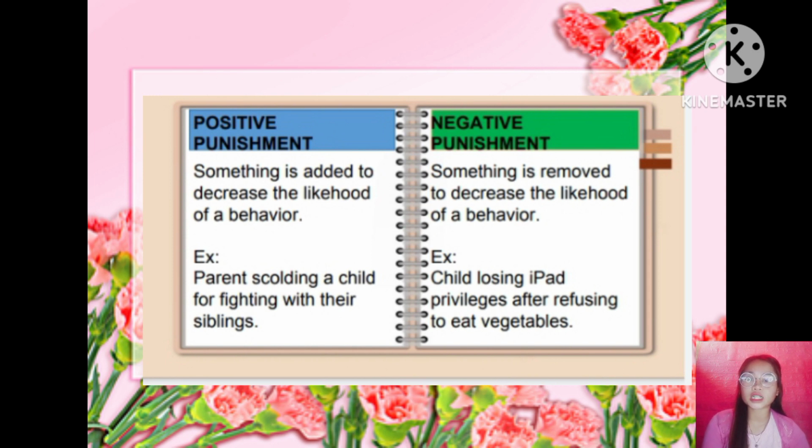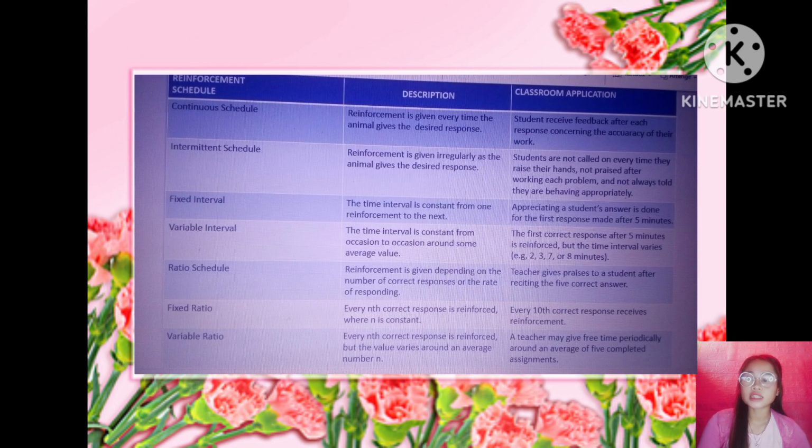So, that we call a negative punishment. Okay? So, next we have here reinforcement schedule. A reinforcement schedule is a reward which increases the behavior of the student, positive and negative reinforcement. So, that means merong schedule sa pagbibigay ng reward or reinforcement. So, dalawang klase po yan.